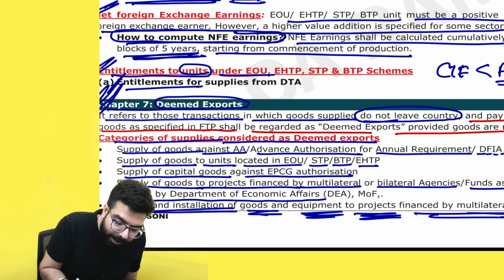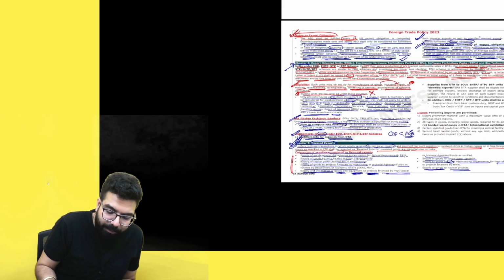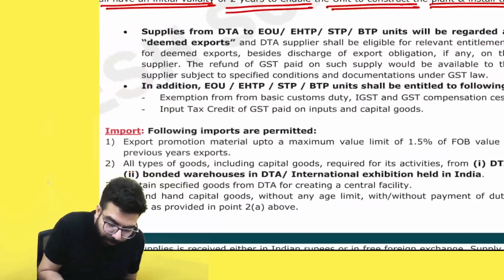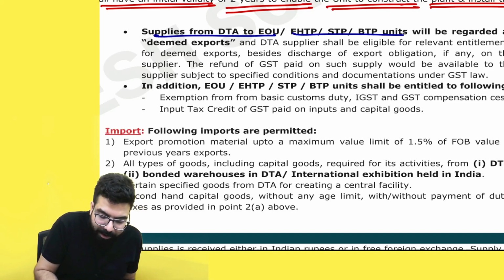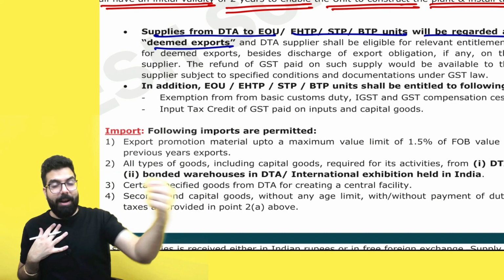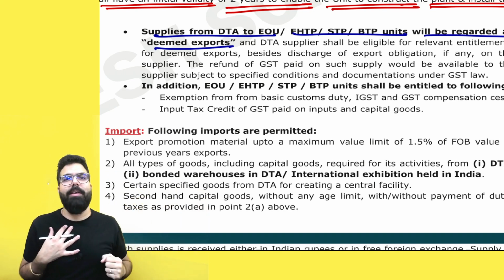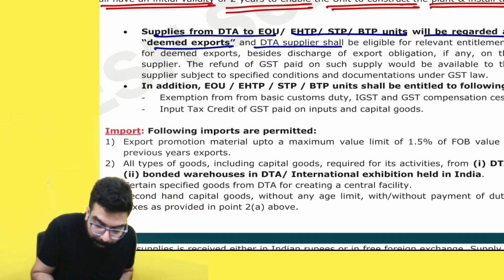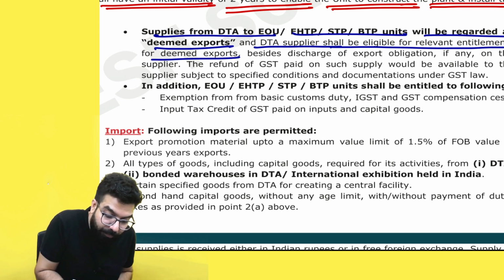They are telling entitlement from supplies from the domestic tariff area. Okay, sir. Supplies from the domestic tariff area to EOU, ESTP, etc. will be regarded as a deemed export. And if I am a supplier supplying to an EOU unit, I will not charge them any taxes. They are telling that a DTA supplier shall be eligible for relevant entitlement for deemed export.